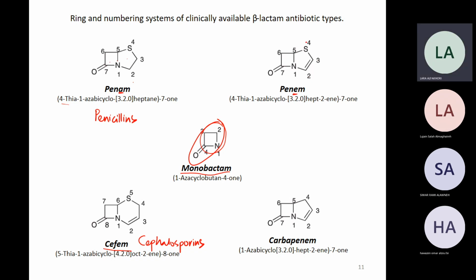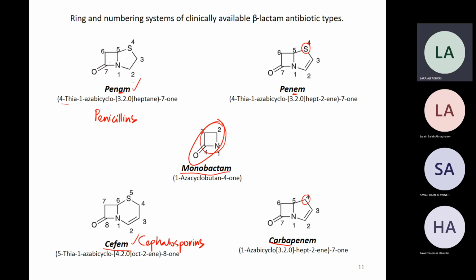Yeah, when you substitute the sulfur with a carbon, then it is carbapenem. So if you memorize the structure of the penam and cephem, you can easily identify what the penem structure would be and what the carbapenem structure would be. Okay?